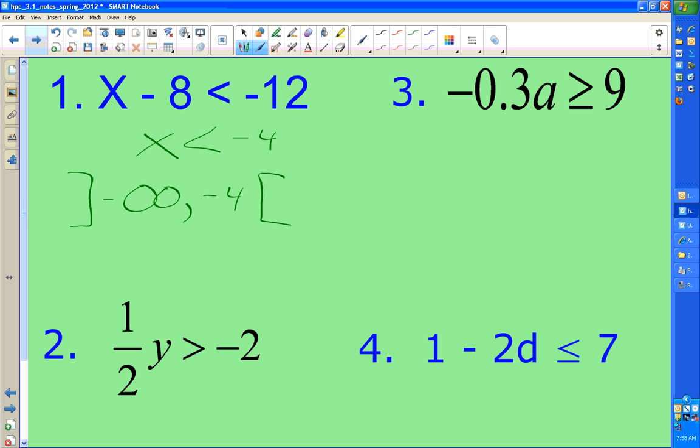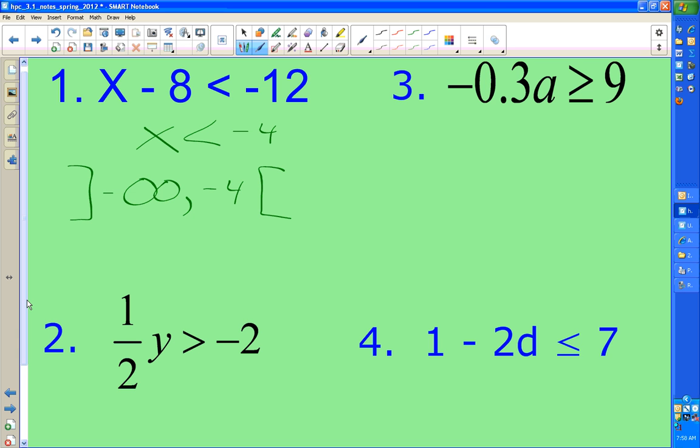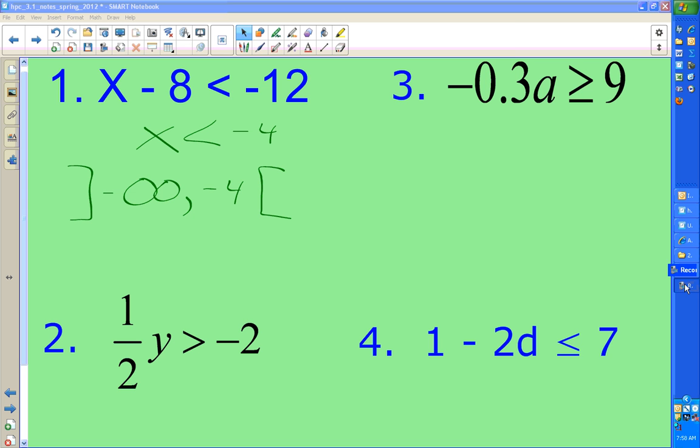See if you can notate the other three of these four. Have your paper. Take a second. Go ahead.